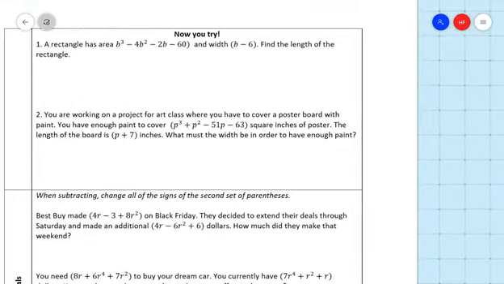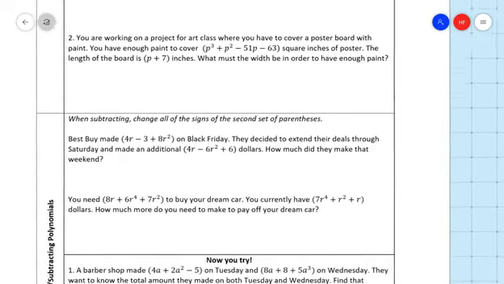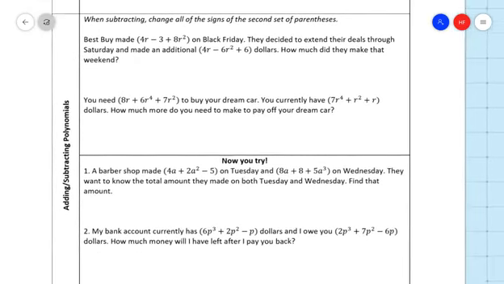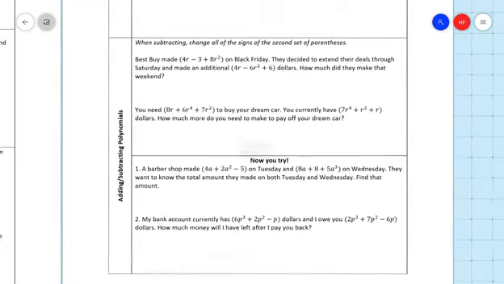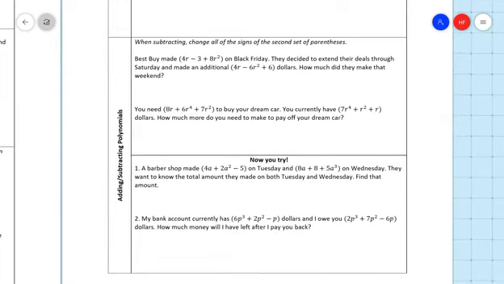So then you have two problems that look like the two that we just did. And then the last topic for today's part of the review is adding and subtracting polynomials, but when we have word problems. So remember that when we are subtracting, we're going to change all the signs in the second set of parentheses, but when we are adding, we're going to keep all of our signs the same and just drop those parentheses.